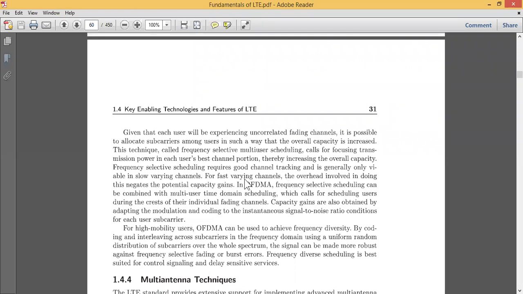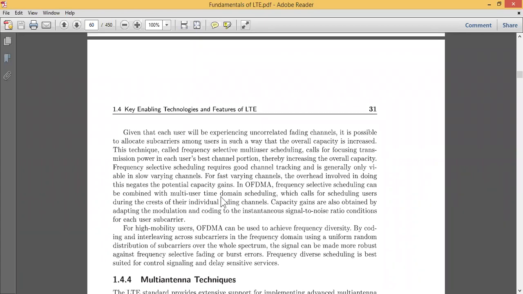Another thing in frequency selective scheduling is that it requires good channel tracking. You need to have a track for each subcarrier. There are also some slow carriers and some fast carriers. Slow fading is because of some object coming in between, and when the signal gets blocked or strikes it, there will be reflections, refractions and other things happening. Therefore it should be taken into consideration, and you need to have a proper track of that particular frequency.